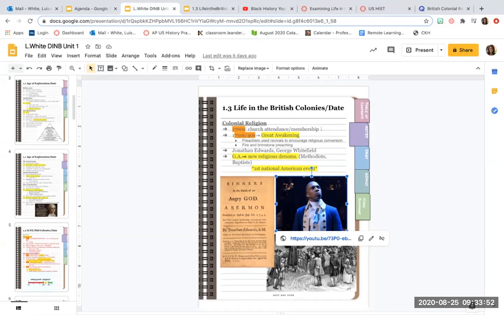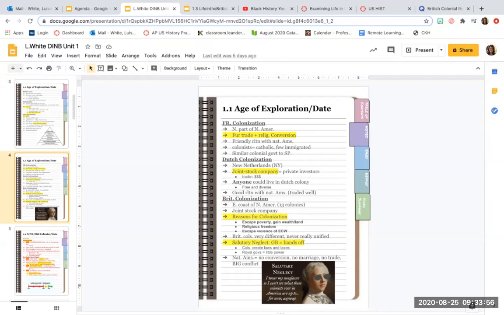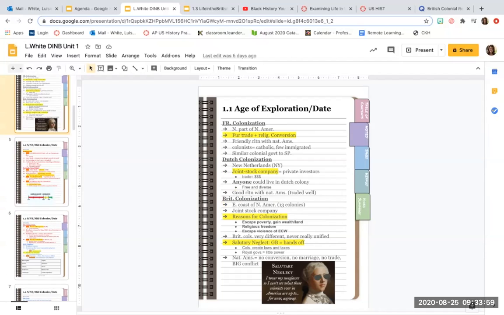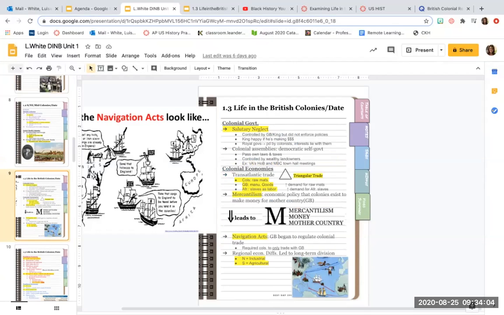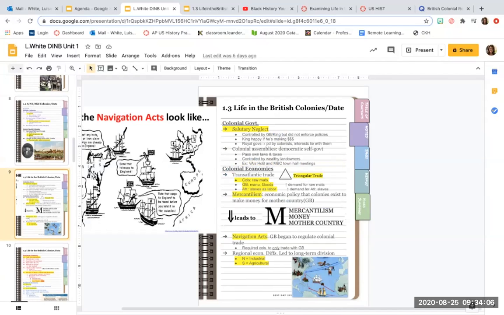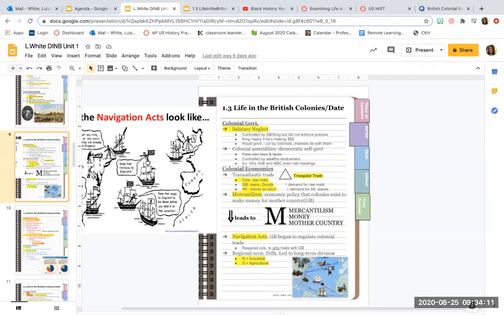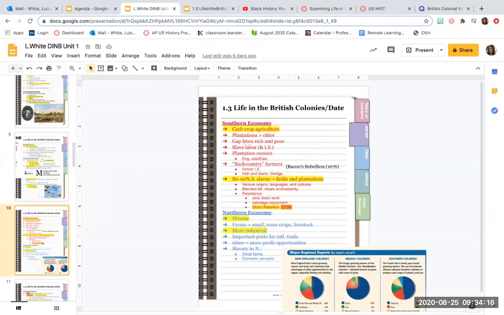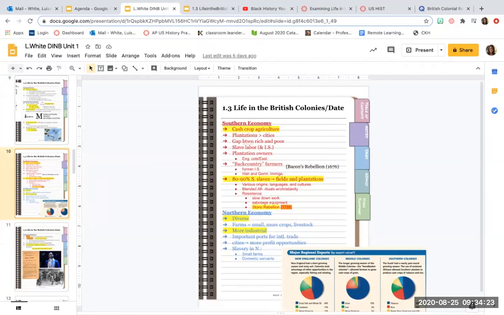Just a reminder, right, that you want to make sure that your notes get put into your interactive notebook. So this is 1.1 Age of Exploration, which we did last week. Hopefully you've already put those in there. This is my notes on 1.2, Southern New England Middle Colonies. And then here you have Life in the British Colonies, 1.3, right? Well, notice I do some focusing on things like mercantilism and salutary neglect and the Navigation Acts and the differences between the two economies, and the Great Awakening being an important aspect of British life as well. Okay.